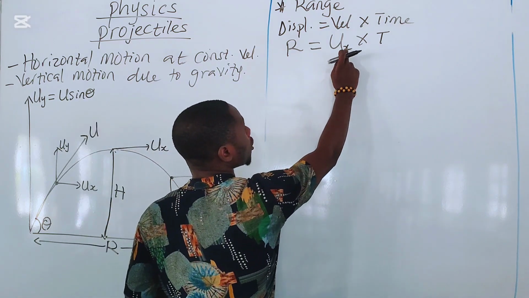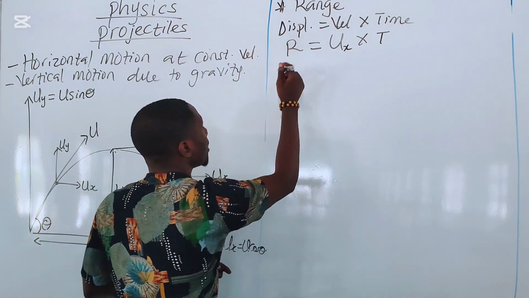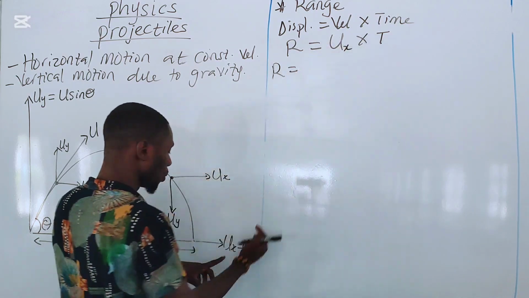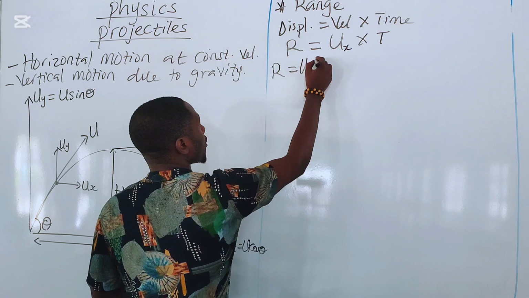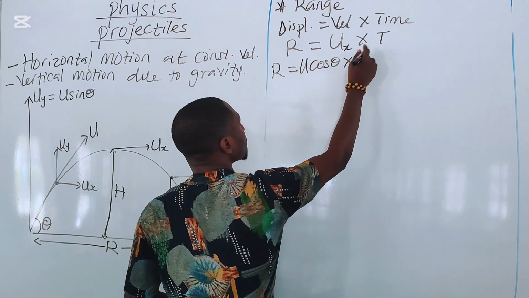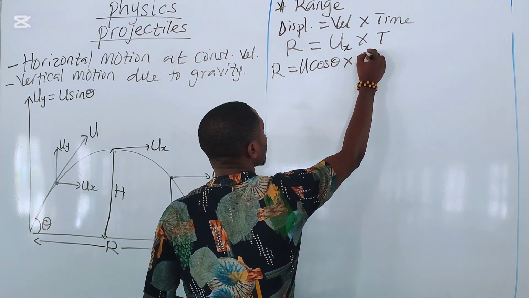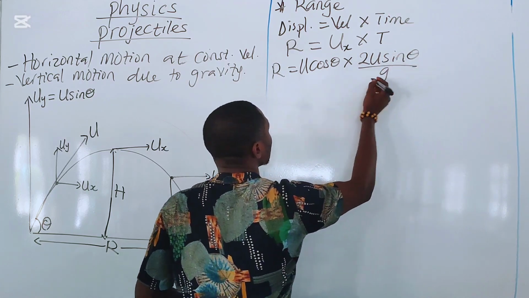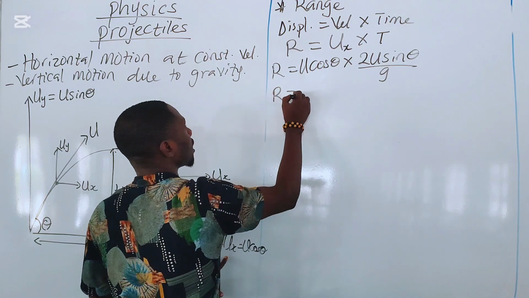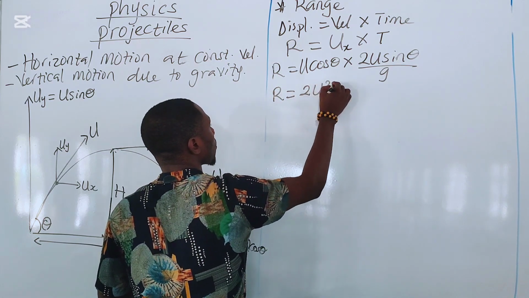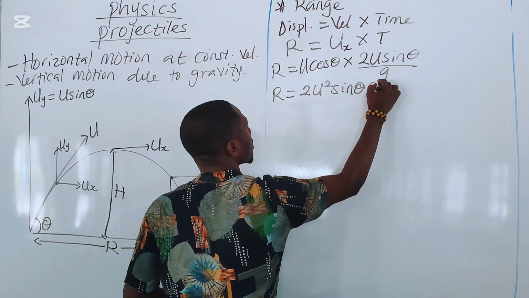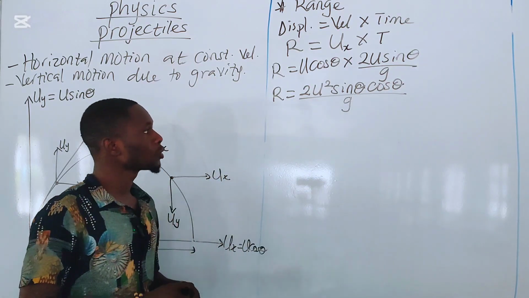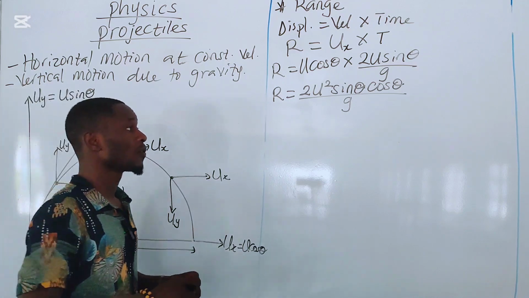Okay, so we'll substitute our equation for Ux and then our time of flight, to obtain that of the range. Our range will now be equals, now Ux, which we know is u cos theta. So we have u cos theta multiplied by the time of flight, which we know is equals 2u sine theta over g. So we'll multiply them. Our range now gives us 2u squared sine theta cos theta over g.